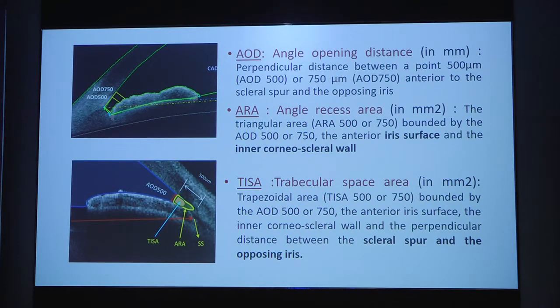So next is angle opening distance, which can be 500 and 750 from the scleral spur. Next is angle recess area, that is the area between the ARA 500 and 750, the anterior iris surface and the inner corneoscleral wall. And next is TISA, that is the trabecular iris space area. This is a perpendicular distance between the scleral spur and the opposing iris at AOD 500 or 750.